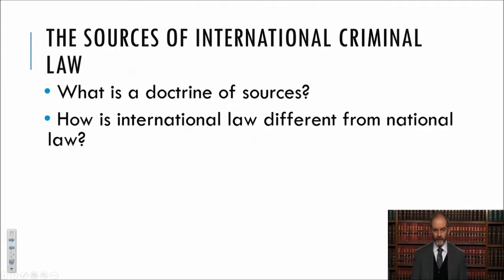And when we come to think about where international criminal law comes from, there are a number of relevant legal concepts. First, we have to give some thought to the question of how international law is different from national law. Now, obviously, one of the key differences of international law is that it lacks a central legislature, a central court system, central political processes, and centralized enforcement.